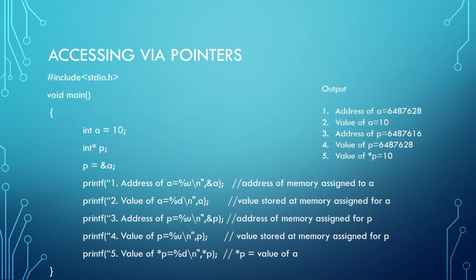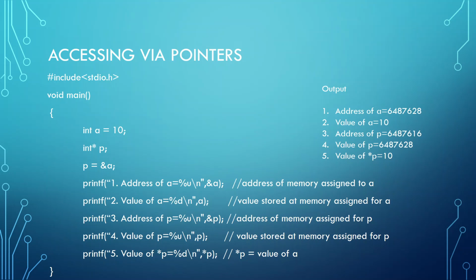Then value of p, what is value of p? That value which is stored inside the memory which is assigned for p, right? So it is again an address, that is why the type specifier is set as percentage u, and what is the content? It is p itself, directly passing the content. Then value of asterisk p or star p. So this is dereferencing. Here you are taking the type specifier as percentage d.